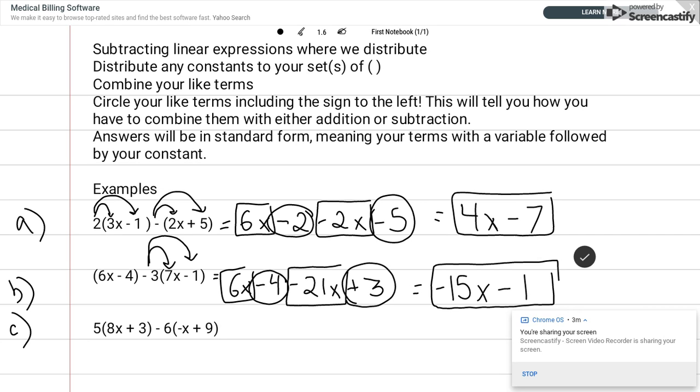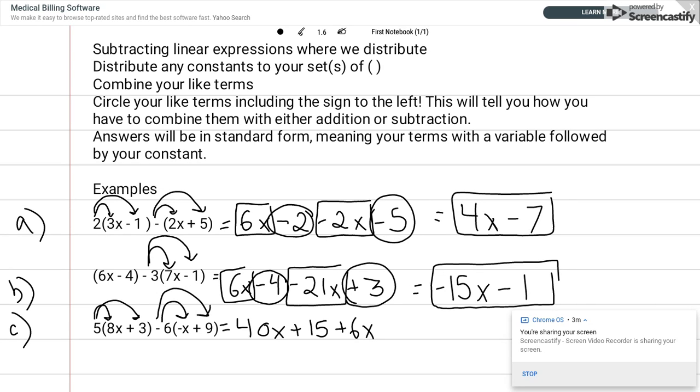So we've looked at one problem where we distribute first, one problem where we distribute second. This last problem, problem C, we're going to look at where we have to distribute both times. Yes, that can happen. So here we go. 5 times 8x is going to give me 40x. 5 times 3 is going to give me a 15, in this case positive. Negative 6x times negative x. So that's really saying a negative 1x. So we could think of negative 6 times negative 1 to get a positive 6. In this case, positive 6x.